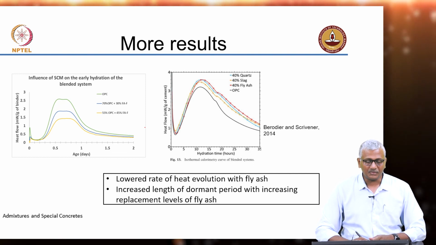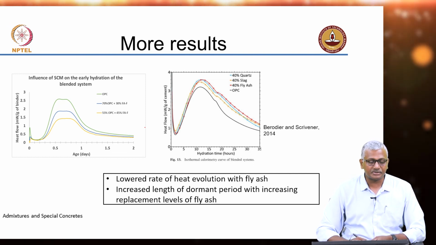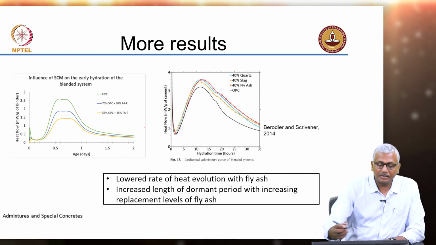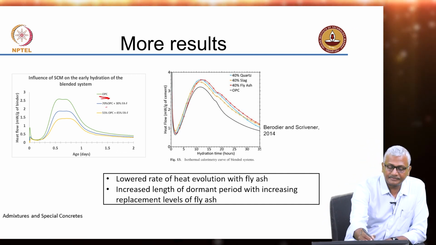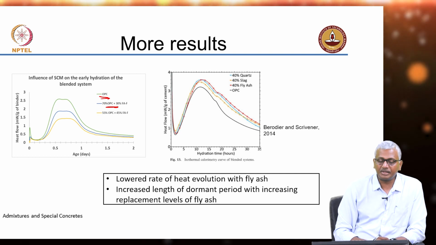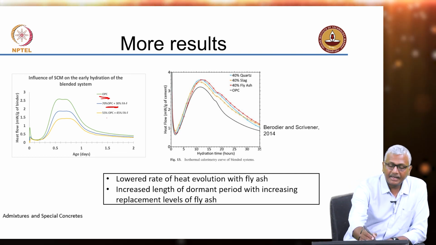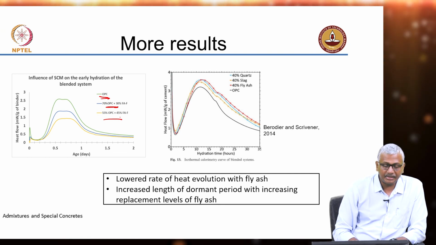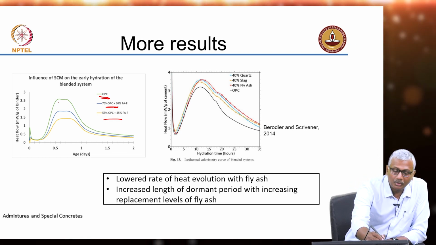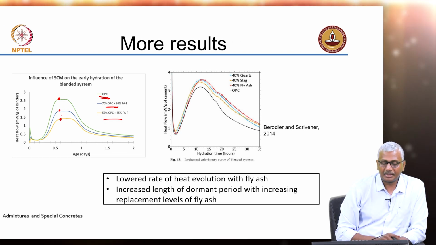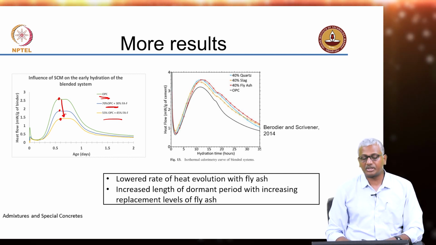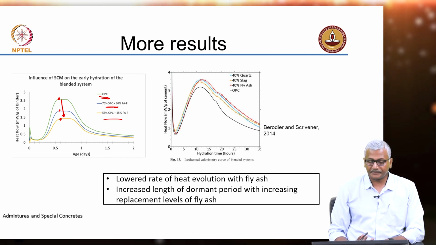So, again, just to give you more examples of heat flow curves from isothermal calorimetry, here you see the OPC curve, 70% OPC and 30% type F fly ash, and 55% OPC and 45% type F fly ash. Again, you can see that although the peak is achieved almost at the same time, the total peak heat rate is coming down significantly.